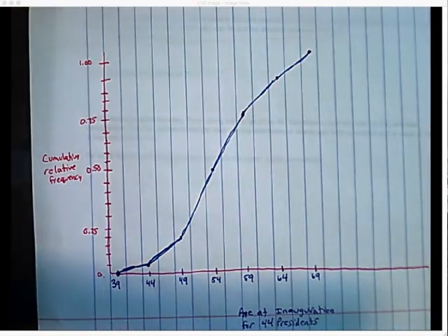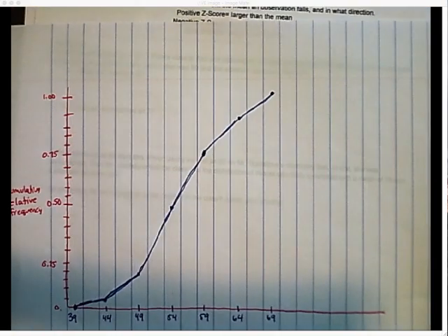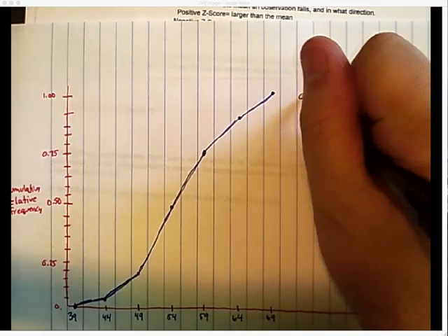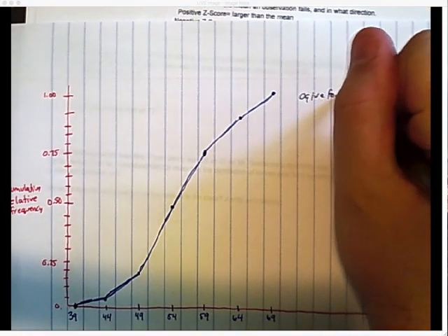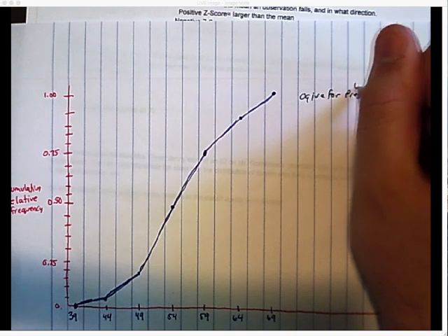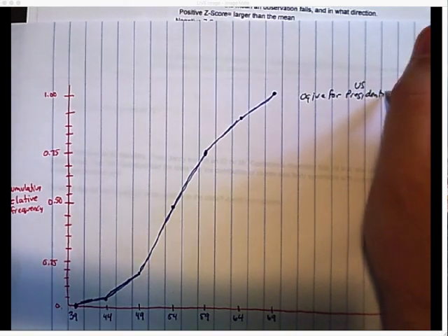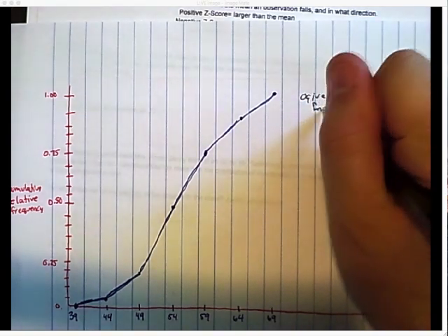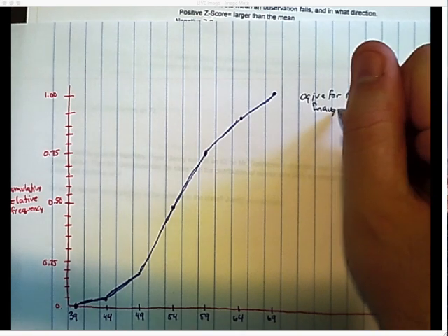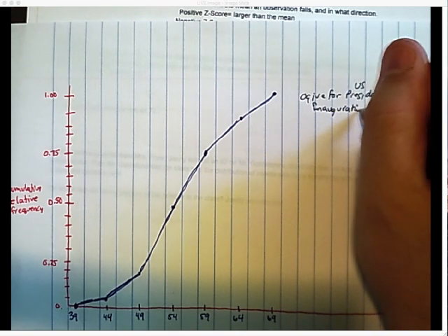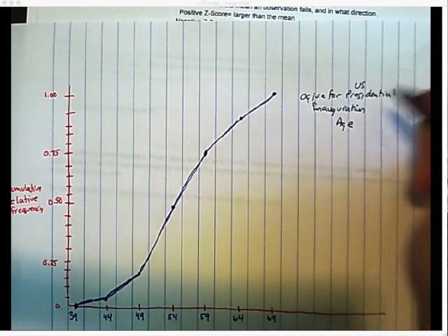So that's kind of what this ogive would look like. You can give it a title. You can say ogive for U.S. presidential inauguration age. Okay.